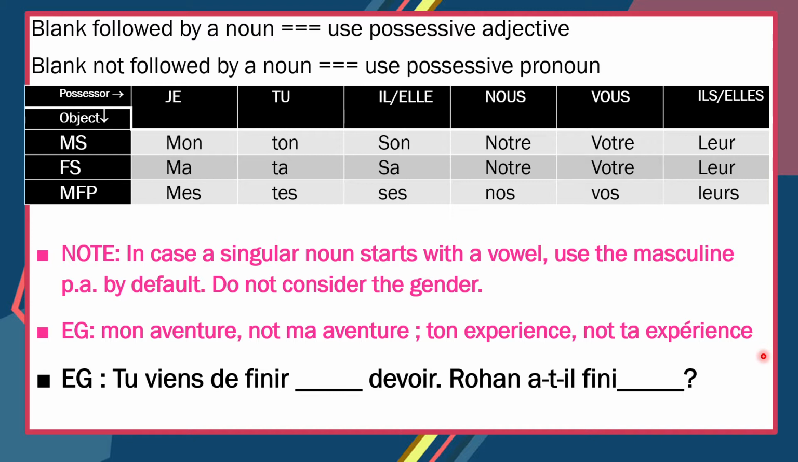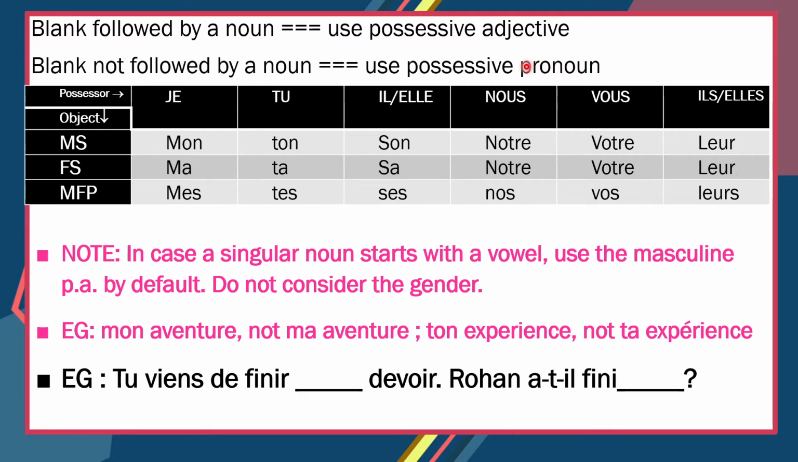Now, how do you decide whether you're using an adjective or a pronoun? Follow this rule. Remember, an adjective is something that describes the noun. So if you don't have a noun, you cannot use an adjective. When the blank is followed by a noun, you have to use the possessive adjective. When the blank is not followed by a noun, you'll have to use a possessive pronoun because the pronoun replaces the noun. So if there is no noun, then you have every right to use a pronoun. This is how you decide whether you use an adjective or a pronoun.